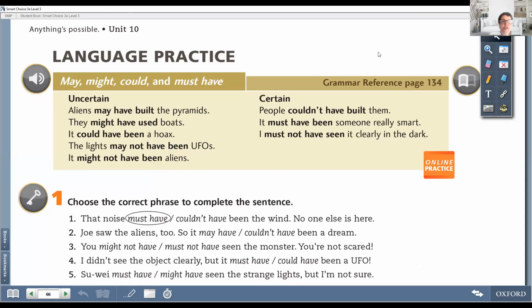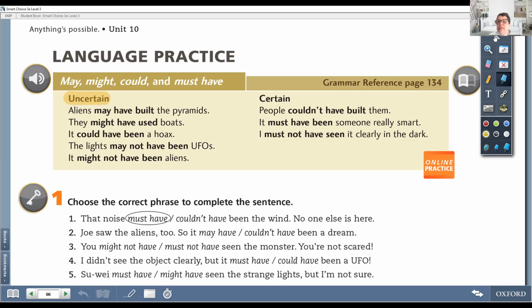Okay. So our language practice today, guys, will focus on past modals of deduction, or deductions in the past. Okay. So let's see the first one. When it's uncertain, when we are not 100% sure, we have some doubts, okay? So let's see the possibilities here. I will highlight.